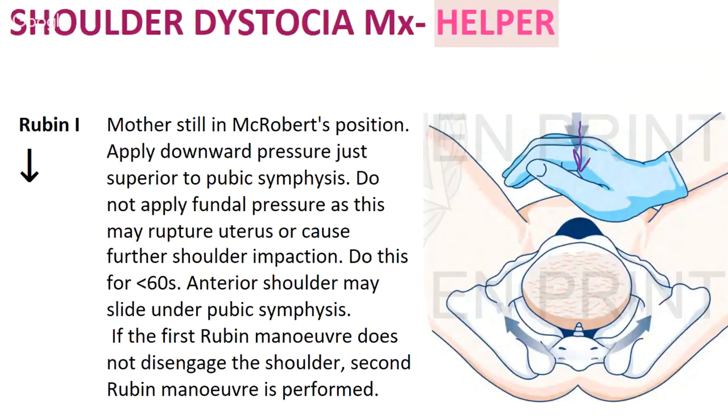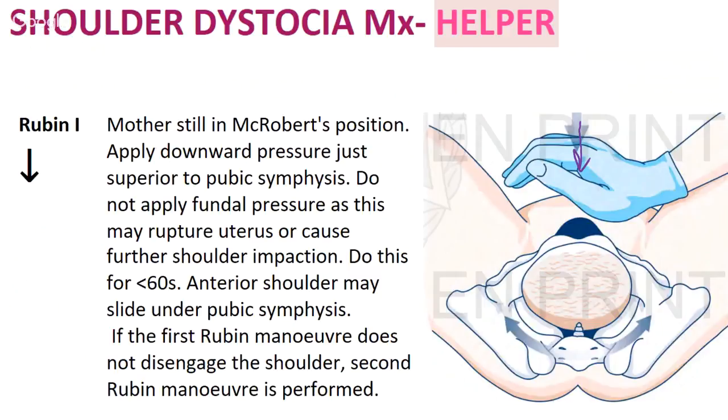You do each of these for between 30 to 60 seconds before you move on to the next procedure. The reason for that is there's a risk of HIE again, of cord prolapse, and there's significant morbidity for the baby the longer that the baby is in shoulder dystocia. Okay, all right, so this is suprapubic pressure. After this is done, what do you do?